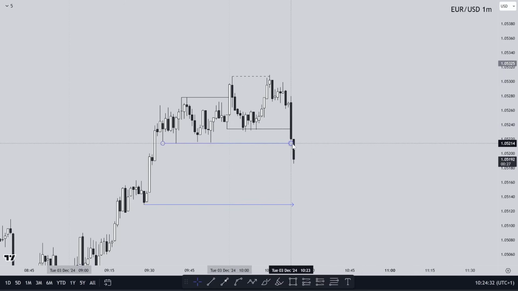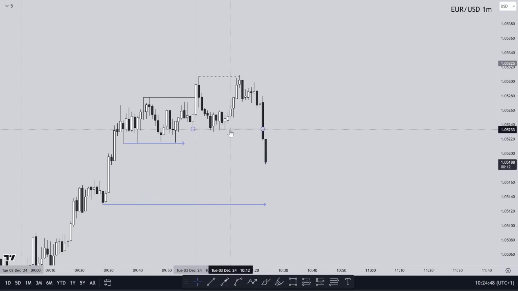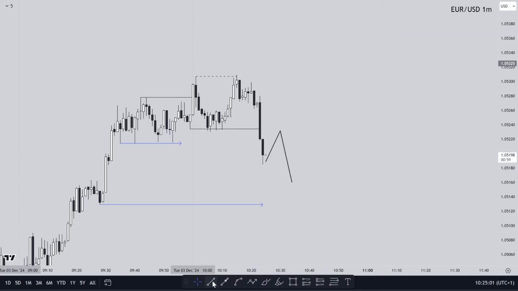So here price took out all this liquidity that, of course, is not very strong, but I mean it was the first liquidity I can see on the chart. So here we have the first break of structure, and now I'd like to see another break. So something like maybe this before entering a short trade.